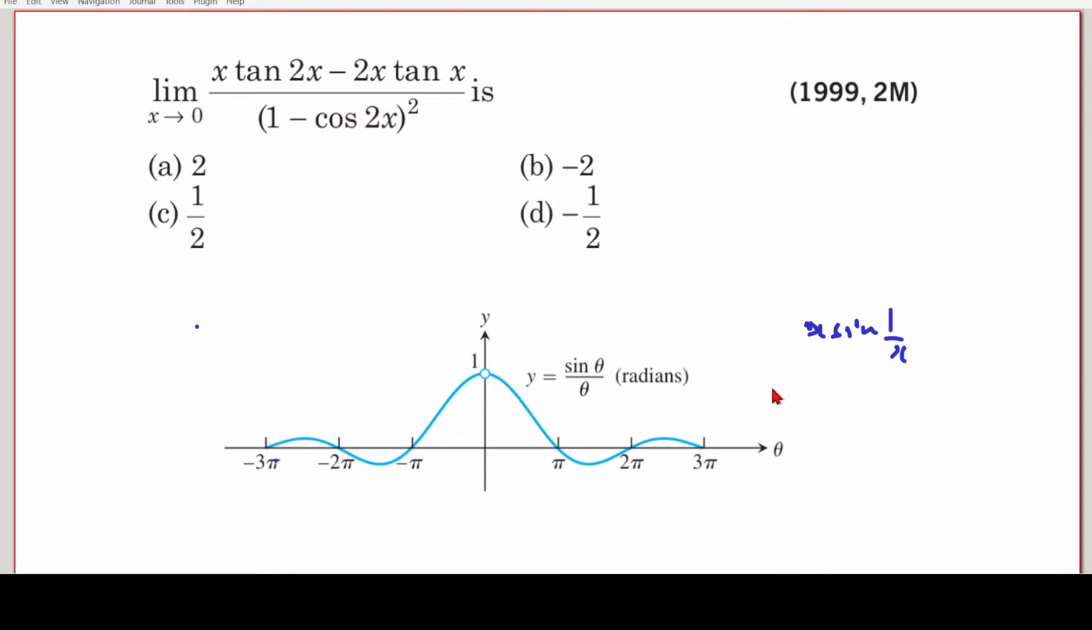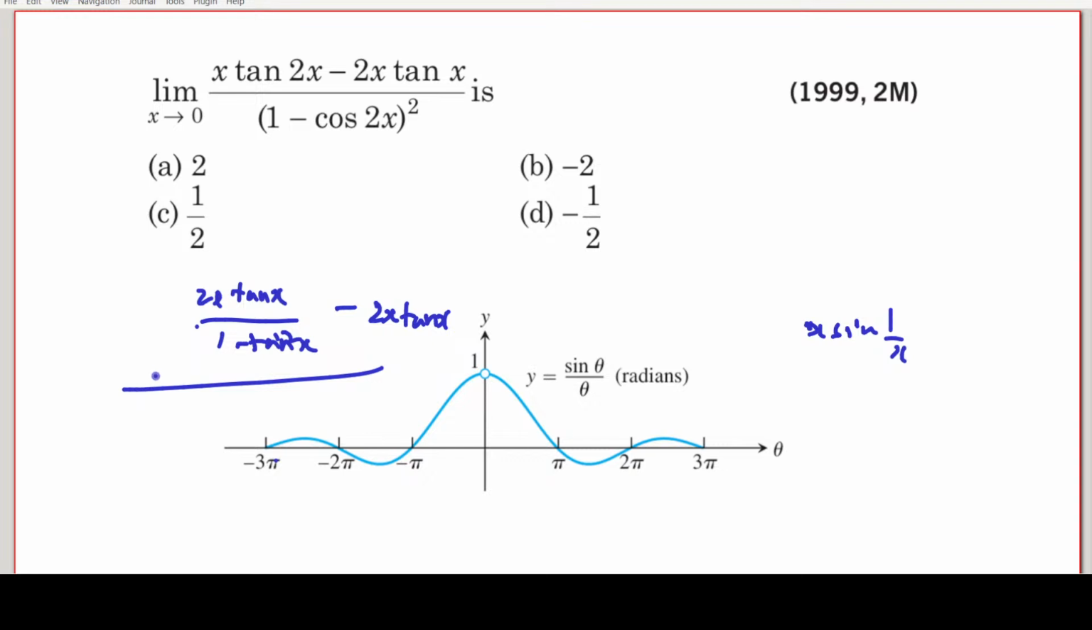So, what is x tan 2x? We'll write it as x into 2 tan x by 1 minus tan square x, right? Yes, sir. 1 minus tan square x. Minus 2x tan x, this let it be. Okay, this is actually 2x tan x, okay?